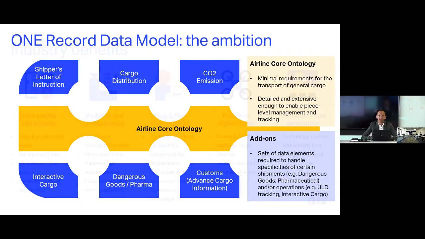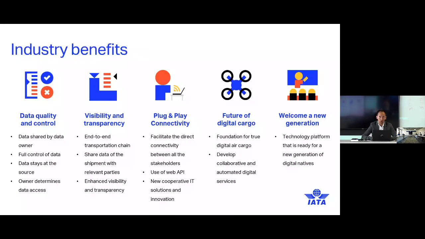These new standards come with lots of industry benefits that have been long awaited. So first, it's the data quality and control. As the data is shared by the data owner, we can have full control of the data. The data stays at the source, which will eliminate the risk of data quality issues, and the owner determines who can have access to the data.